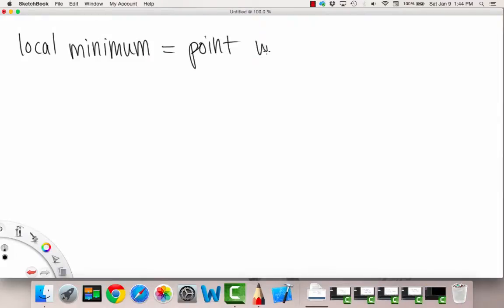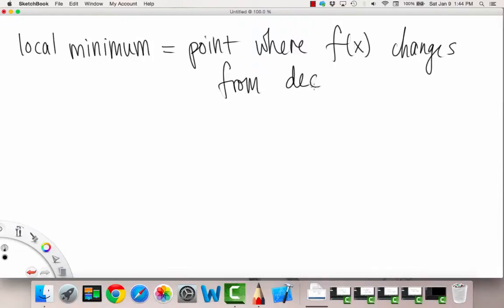So here's some more terms to know, or at least concepts. A local minimum, what does that mean? A local minimum just means that it's a point where a function, I'll just write f of x to represent a function, changes from decreasing to increasing. Okay, so what would this look like pictorially? We have a decreasing function, and then let's say here's the local minimum, and then it changes to increasing. Something like that, okay? That point there is called our local minimum.